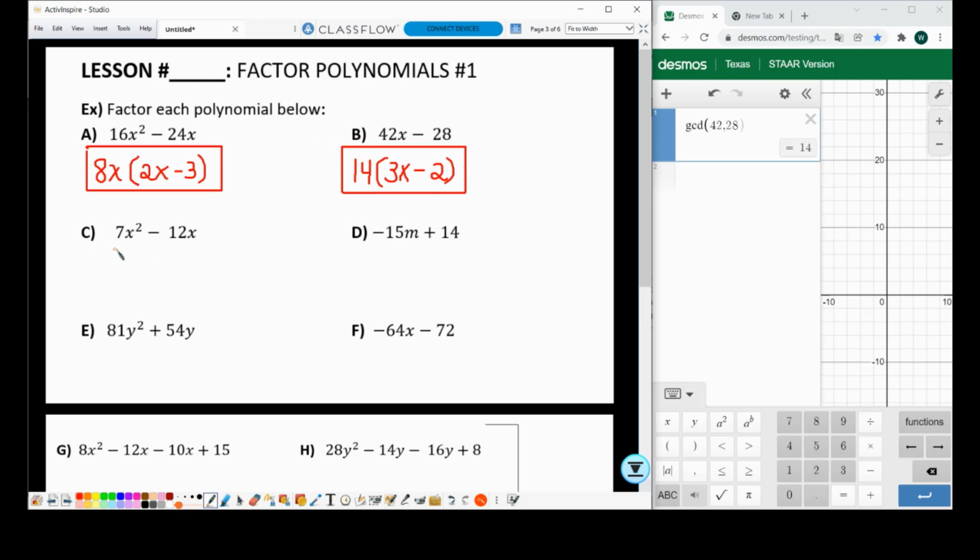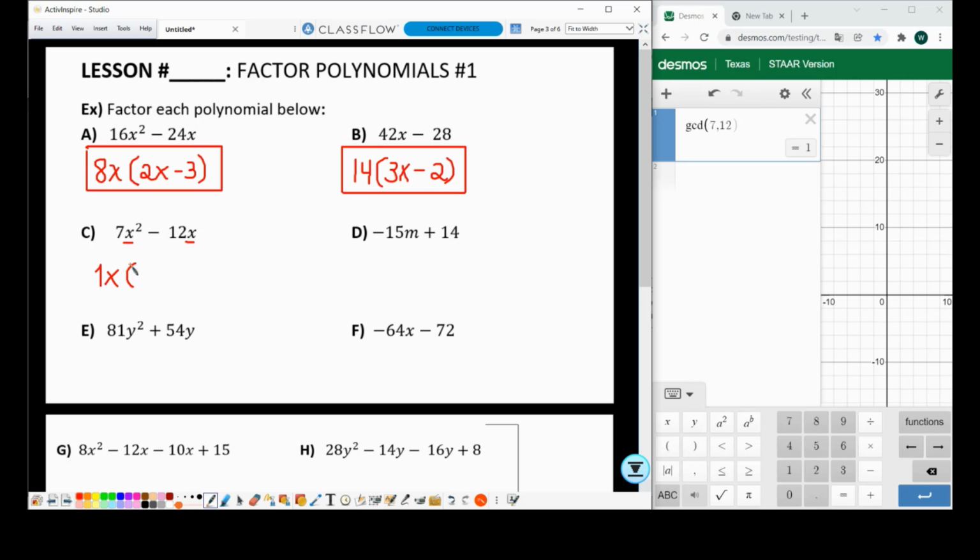Next problem. Next problem I have 7 and 12. So let's go ahead and write 7 and 12 right here. 7, comma, 12. And we learn that the biggest number that goes into 7 and 12 is 1. I do notice that both of them have x, so I'll be able to factor out an x.